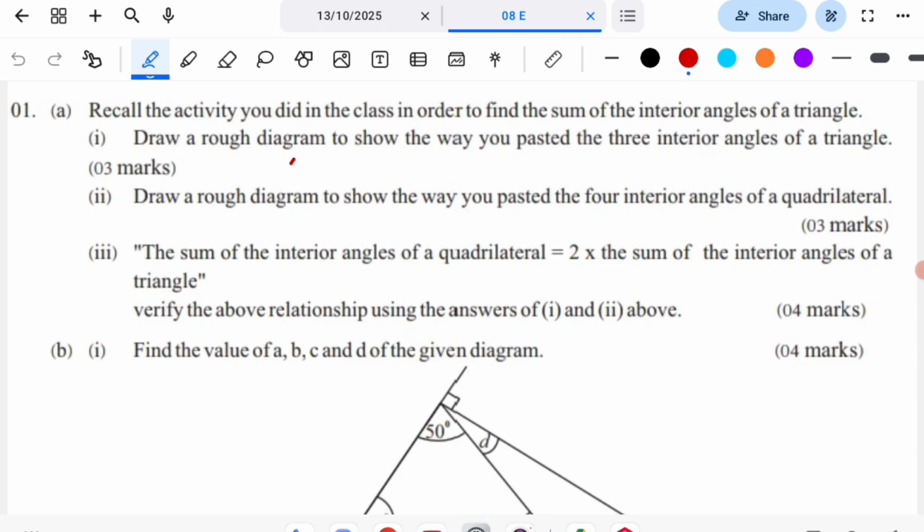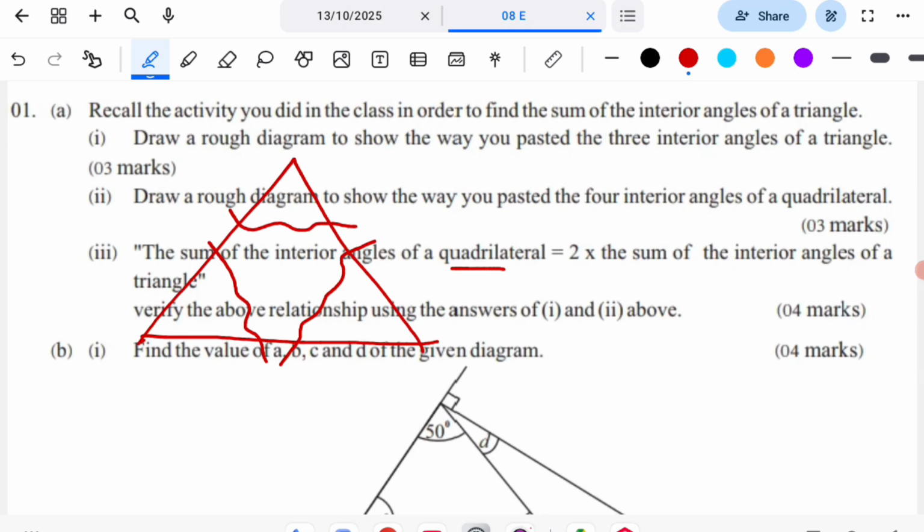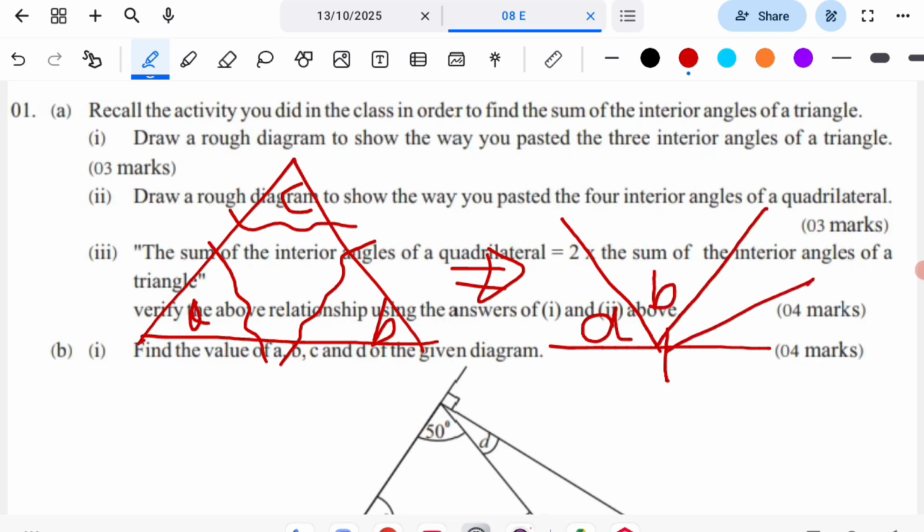We can draw a diagram like this. This one is the triangle. We have to cut three angles like this, and we have to paste them along a straight line. If this angle is A, this one is B, this one is C, we can paste it like this: A, B, C. Then we can show that the sum of interior angles of a triangle is 180 degrees.